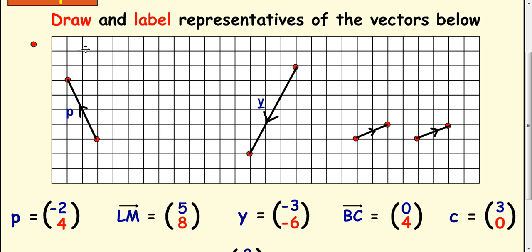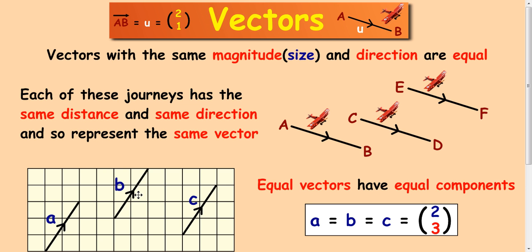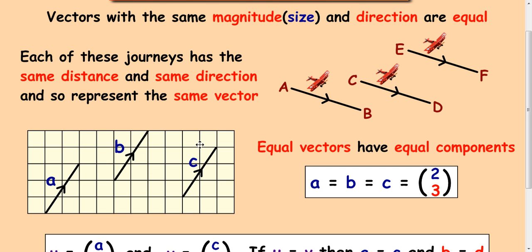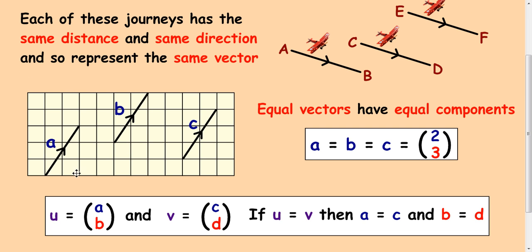Which leads us to our last point in this lesson, talking about the equal vector which has equal components. So it says here, each of these journeys has the same distance and same direction, and so represent the same vector. All these journeys are 2 along, 3 up, 2 along, 3 up. So equal vectors have equal components. I think that's fairly obvious.